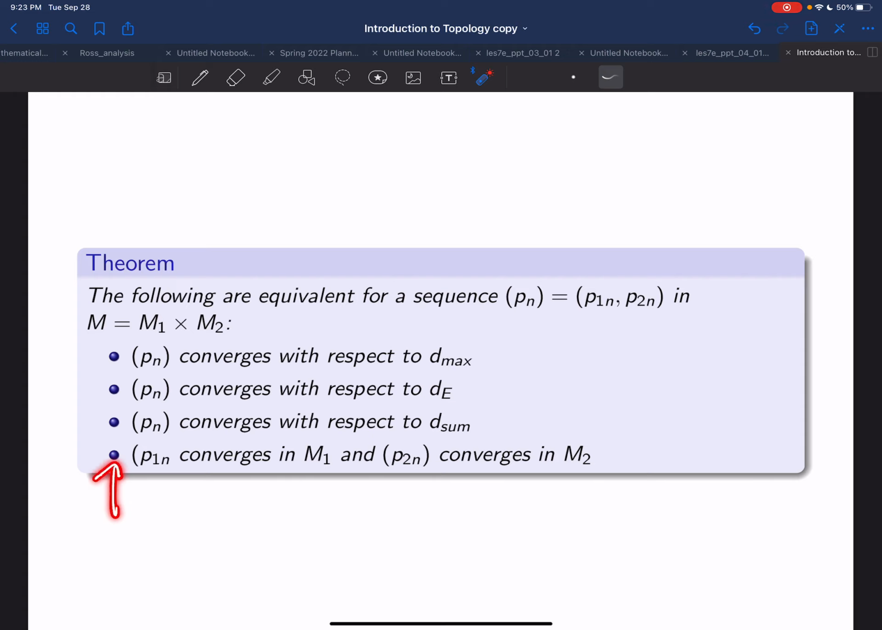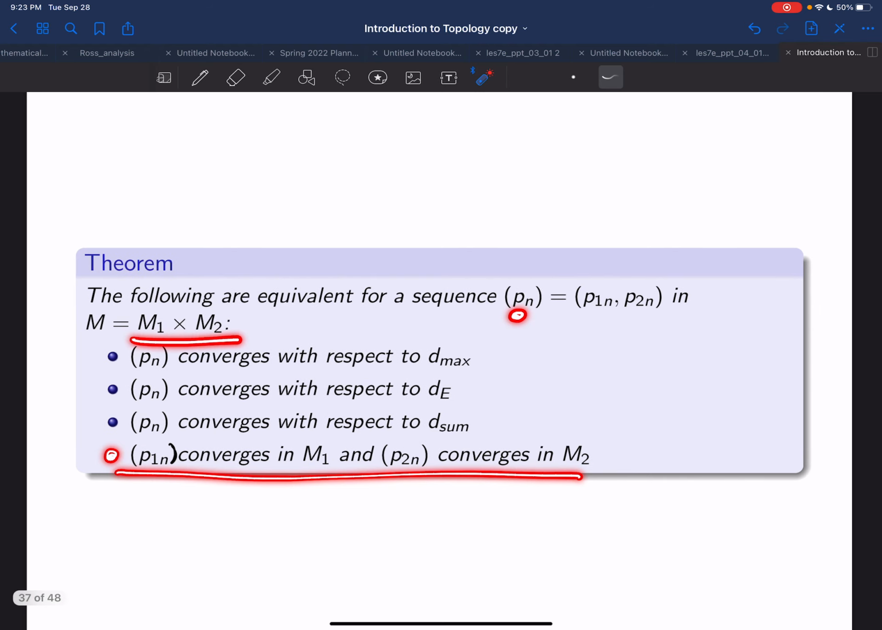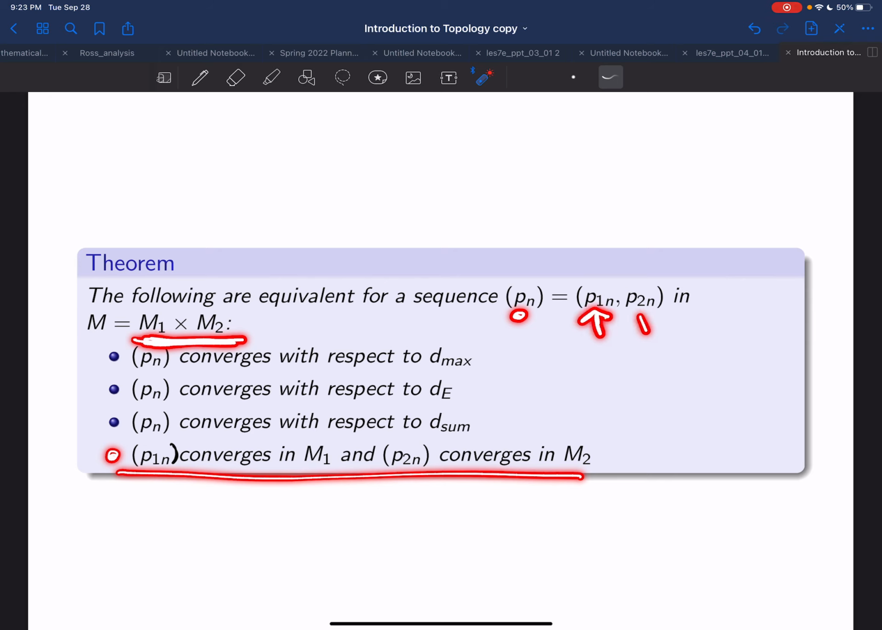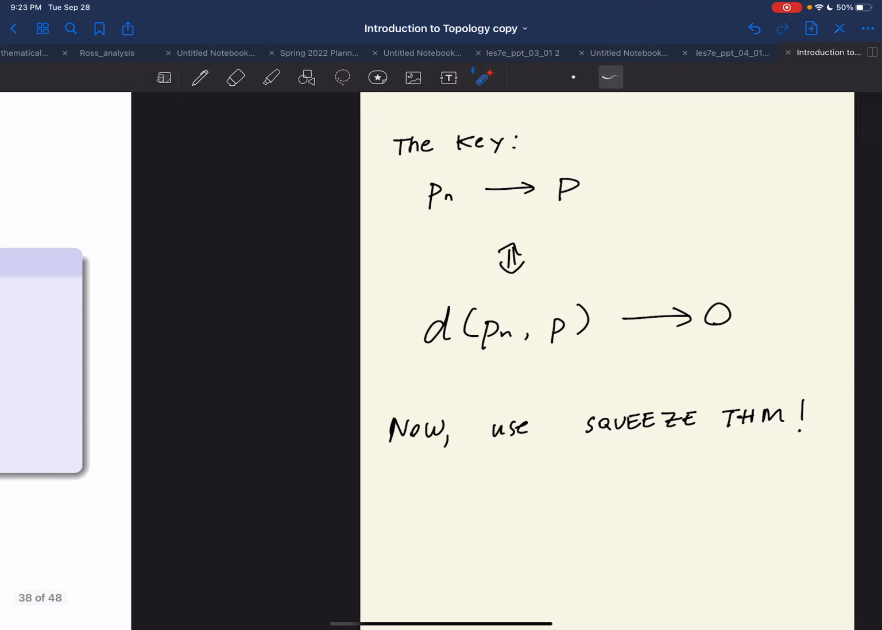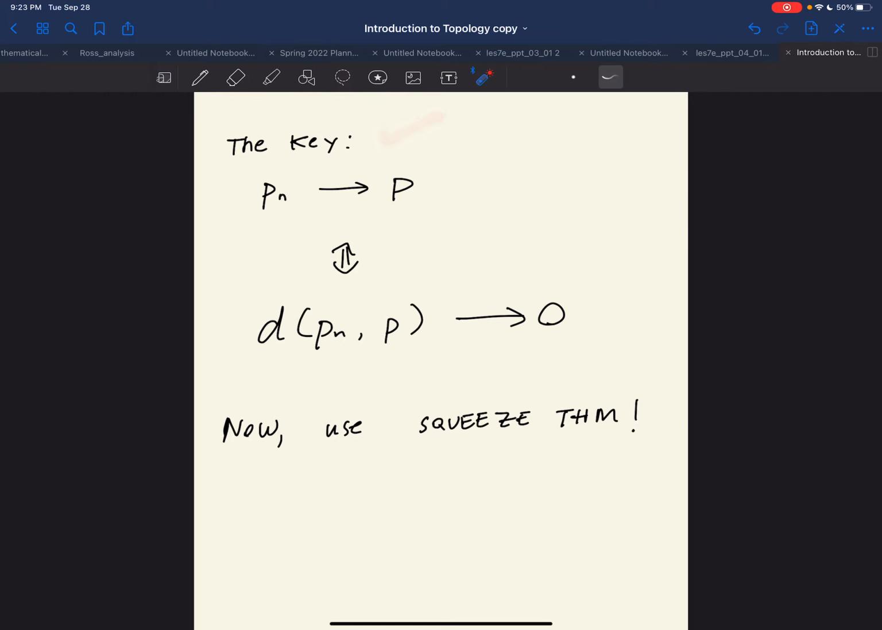And the last little bullet point here, and this is a typo, so it should say P sub n, notices that the only way your sequence converges in your product space is if each component converges in each space, okay, in each component of the product space. So why is this true? Why does this theorem hold? And the answer follows from this fact right here.